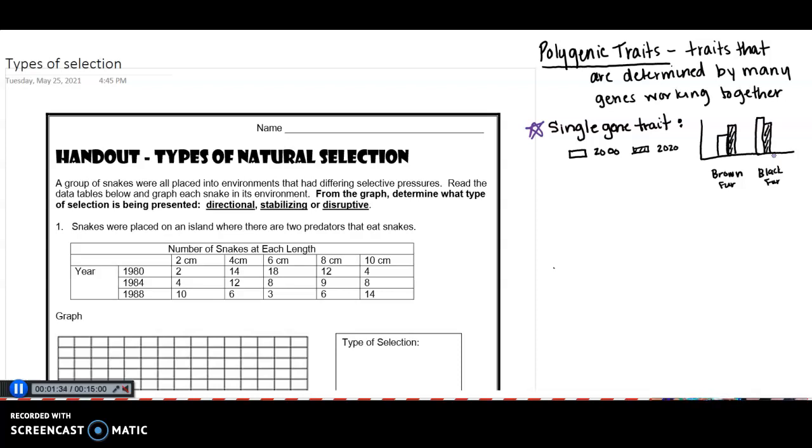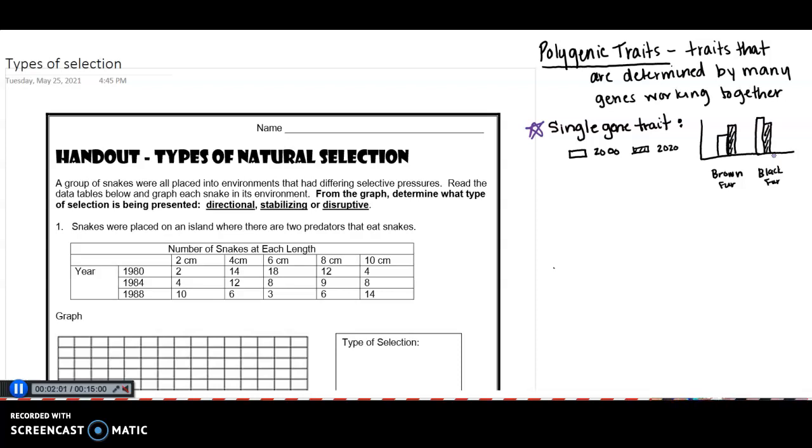Poly, many, means that it is a trait that is determined by many genes working together. Today, we're going to take a look at how nature selects based on a polygenic trait. And we call these things shifts. So we look at a population and we identify how the population is shifting over time. Are they evolving? Are they not?